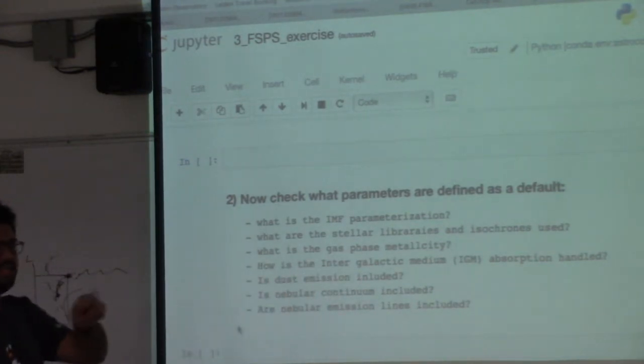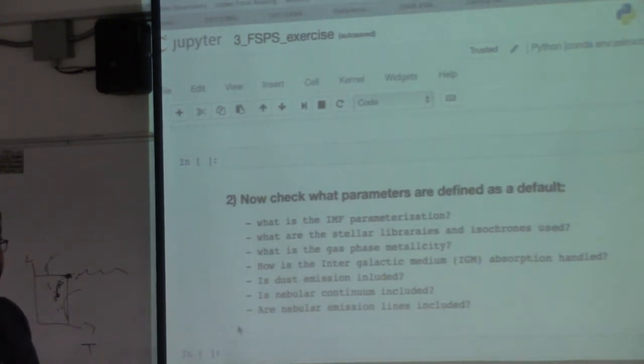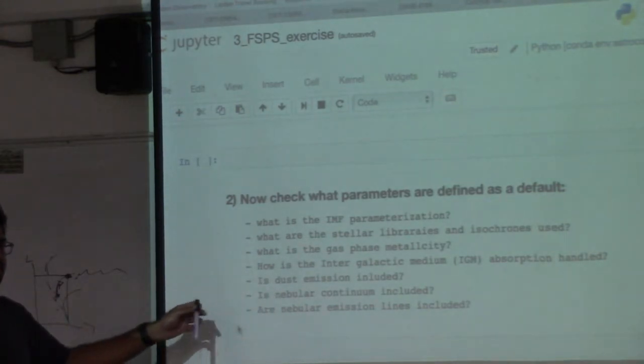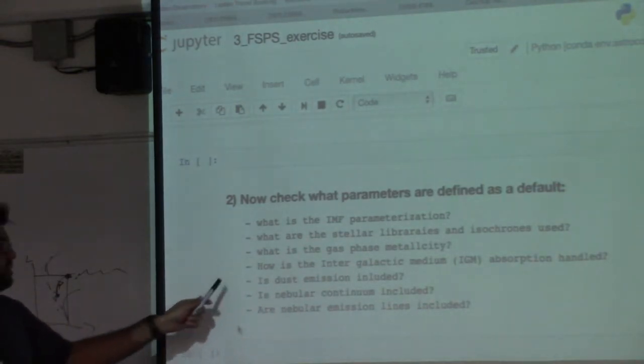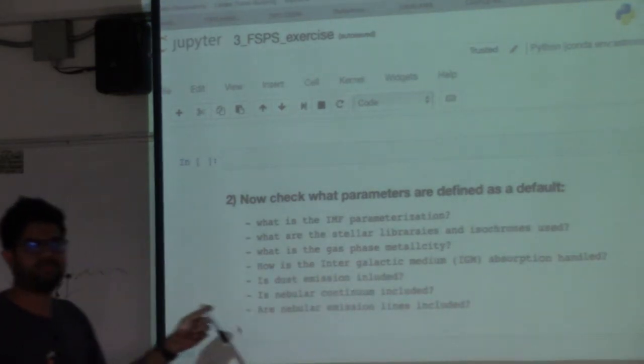Intergalactic medium, there is an equation I think which is defined there. Can someone say what the name of that thing is? How is the IGM handled? What is the answer for this one? How is the intergalactic absorption handled?